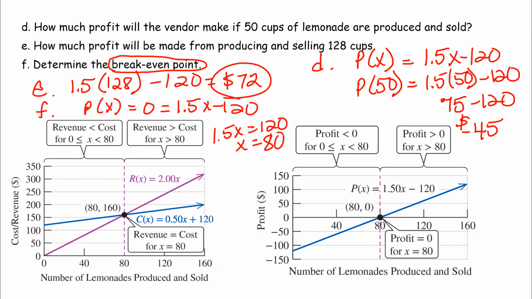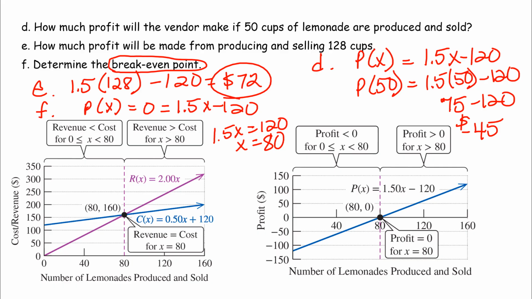You can see that the cost function there is graphed as the blue line on the left graph, and the revenue function is that 2x, the purple line. And so you can see at 80, that's where those two lines cross. If you have less than 80 cups of lemonade being sold, then your revenue is less than the cost. If you sell more than 80 cups of lemonade, the revenue is greater than the cost, which means you make a profit. So if you graphed the profit function, it would be this blue line on the right.